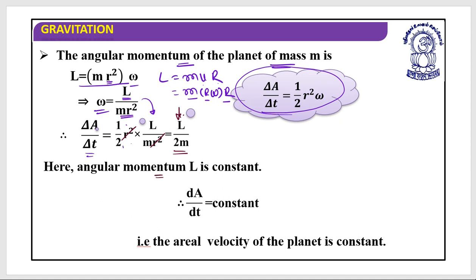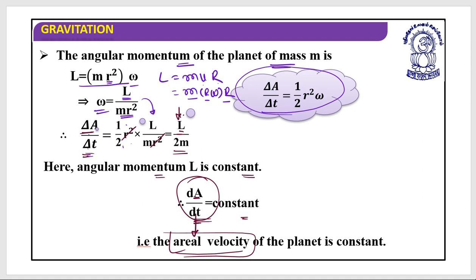So here, if delta A and delta t are the same, it was just the statement that if the time taken by the planet to travel is the same, then the area must be the same. So if delta A by delta t is a constant, then the angular momentum L must be a constant, and this is dA by dt equals constant. This dA by dt, an area divided by time, we call the areal velocity.